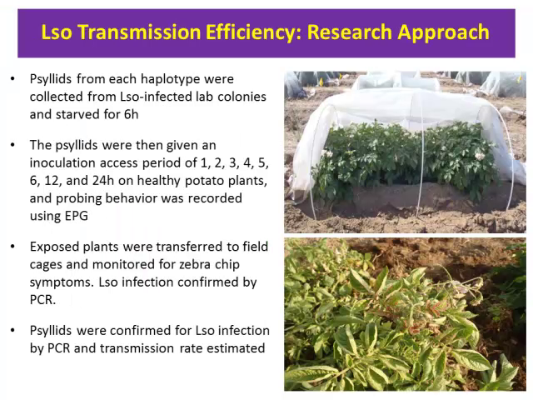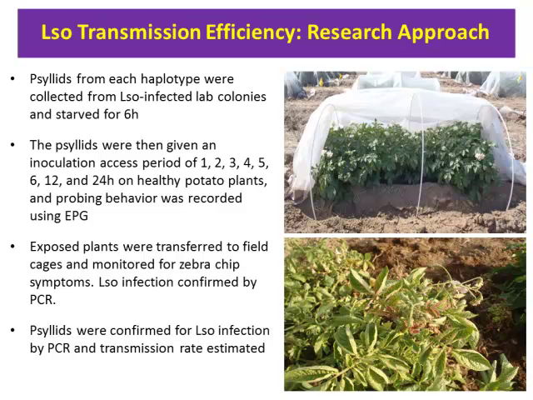So now we knew that they do the same kind of feeding behavior. We wanted to know, how about LSO transmission? Do they transmit LSO the same way, these haplotypes? So the way we did this, we took psyllids again, but these came from LSO-infected colonies from the three haplotypes, and then these adult psyllids were used for EPG. They sit on the plant, recorded with EPG, but they were given an inoculation access period from 1 hour to 24 hours. So 1 hour, 2 hours, 3, 4, 5, 6. We jump to 12, then 24 hours.